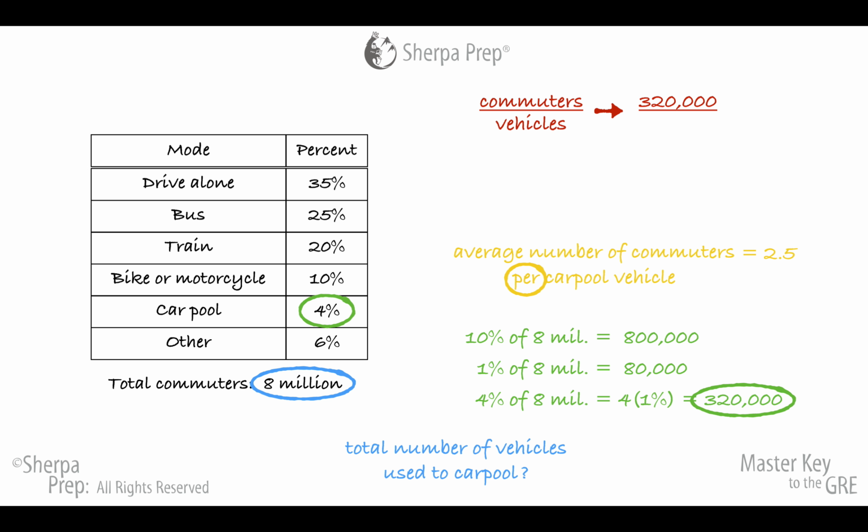Of course, we don't know the number of vehicles. When we label things we don't know in math, we call them x. In other words, we can say 320,000 divided by x should equal this average of 2.5. From here, to solve for x, let's multiply both sides of the equation by x and then divide both sides by 2.5. And finally, we can either punch this information into a calculator or we can do it by hand.